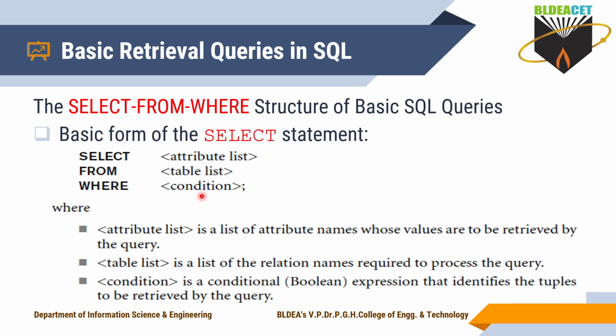Where? Next is condition. According to some condition, if you want to retrieve the information, you have to specify that condition here. This condition is a Boolean expression that identifies the tuples to be retrieved by the query. You can use the logical operators less than, greater than, less than or equal, greater than or equal, equal, not equal. All those operators you can use for specifying the condition here. If you want to specify multiple conditions, yes, you can specify them using and, or. So this is the syntax of the select statement.